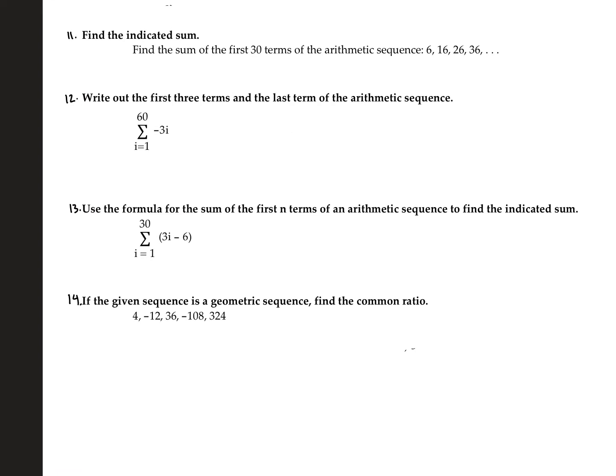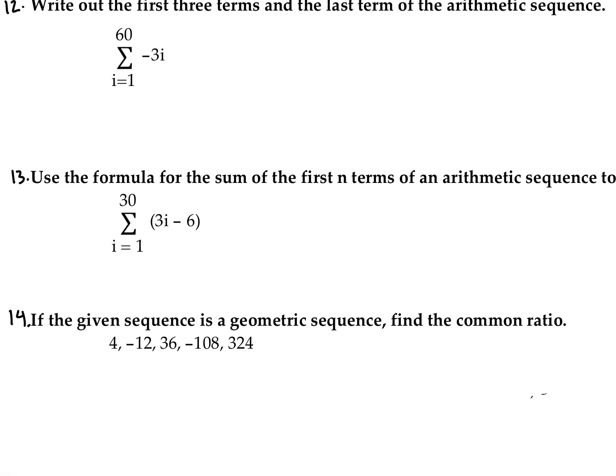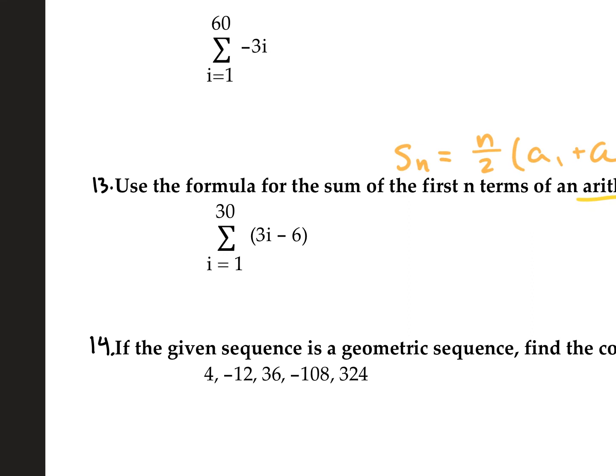Use the formula for the sum of the first n terms of an arithmetic sequence to find the indicated sum. So it says that it's arithmetic, so it's the arithmetic sum formula, which is S sub n is equal to n over 2 times a sub 1 plus a sub n. So how do I figure out what my n is? Last minus first plus 1. So what's n equal to? 30. 30 terms in here.